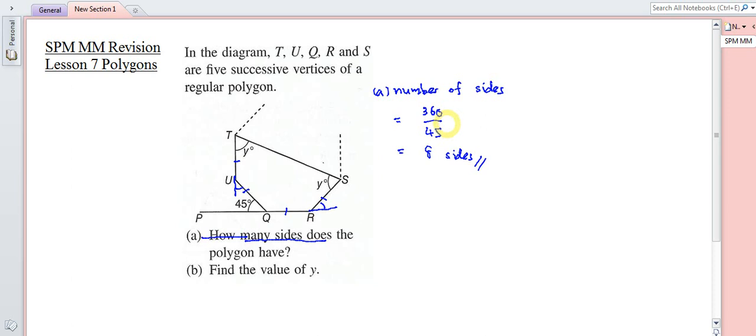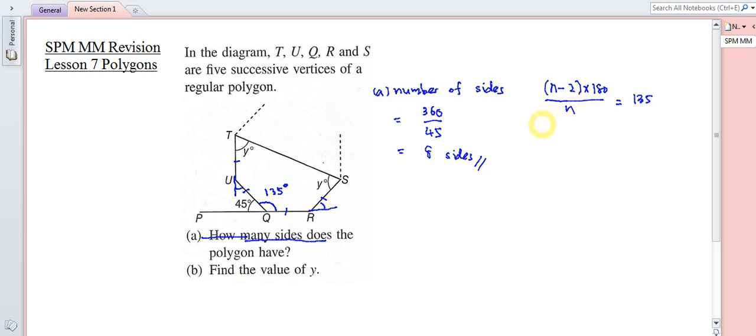Actually, if you don't want to use this method, you also can. Let's say you want to use the interior angle method here, you just press the calculator 180 minus 45. You will get 135, right? So 135 is the interior angle. So how do we get the interior angle for a regular polygon? (n minus 2) times 180 divided by n, right? So it will be equal to 135.